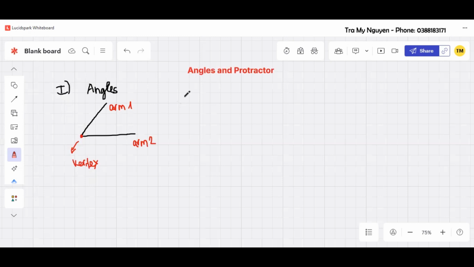We have the first content here: the unit of angle. In terms of the unit of angle, we have the degree. And of course, the symbol of degree is a small circle like that.